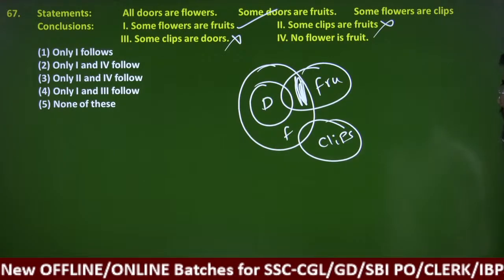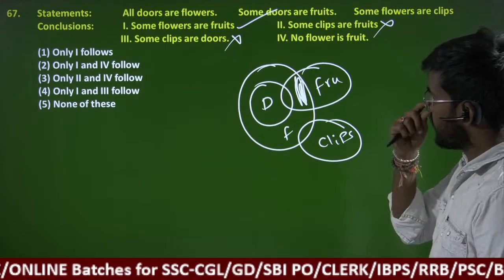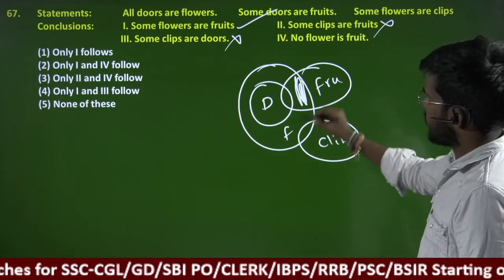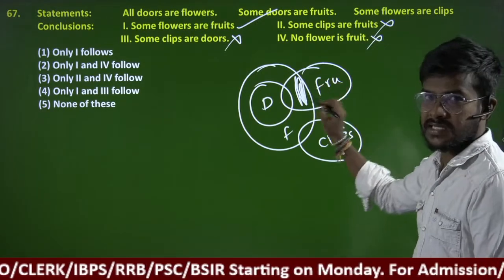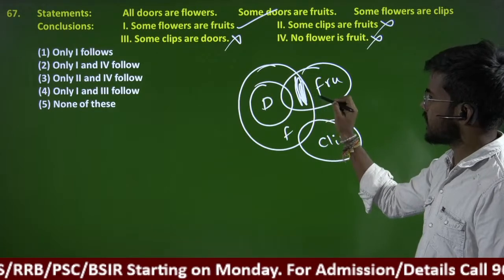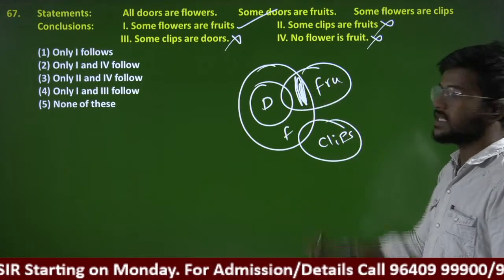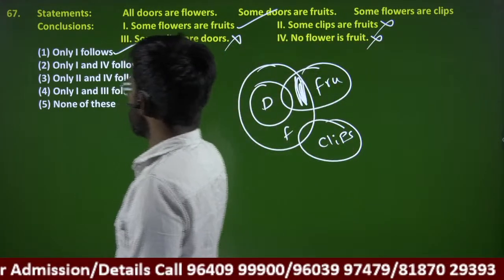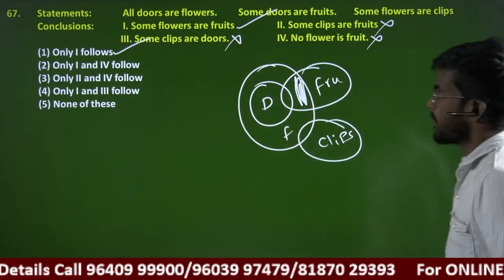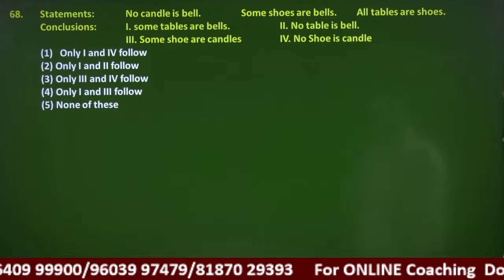No flower is fruit. Because it is an indirect statement, in the standard basic diagram we can see there is a relation of some, but a no condition is always wrong. So we can say that only conclusion one follows. That is option number one. Okay, let's move to the next problem.